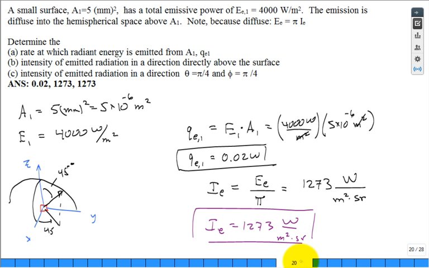Let's blow through this problem. You ready to try this problem? I worked out the solution, so it'll be a little faster.